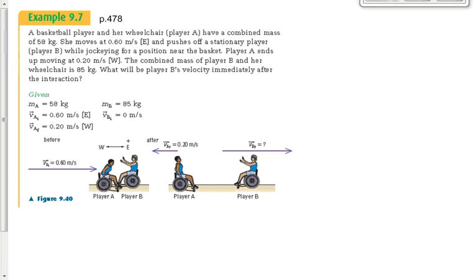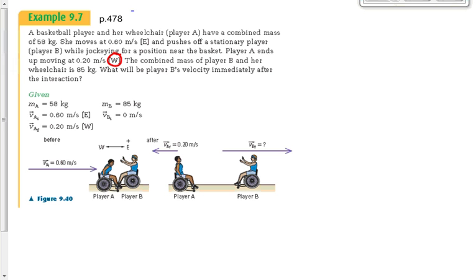I'm going to circle this. It's not a strange unit. There's nothing odd about the units or anything like that. It's west, big deal. Except that we know that we've got to make it a negative value. If east is positive, then west is negative. I want to remember when I go to actually plug my numbers in that it has to be a negative value. The combined mass of player B in her wheelchair is 85 kilograms. What's player B's velocity immediately after the interaction?